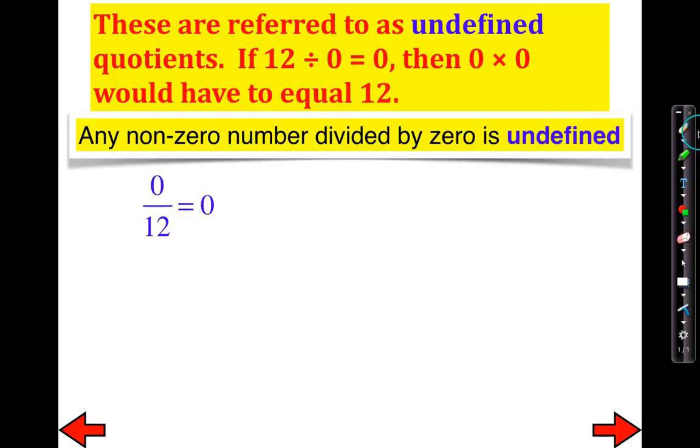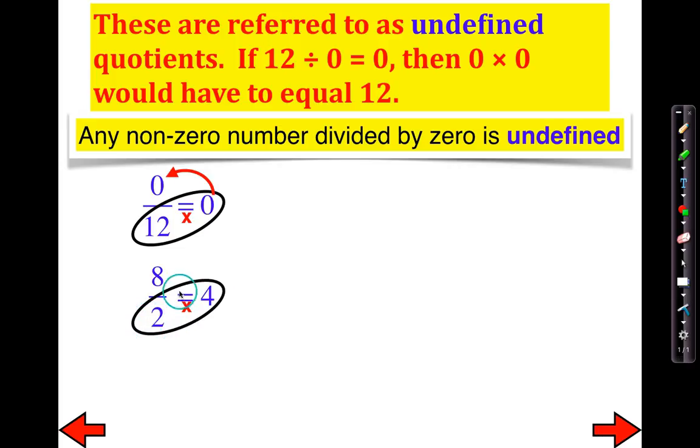And I can prove it. I can say 0 times 12 actually gives me 0. And 8 divided by 2 is, well, I know it's 4, and I can prove it. I can say 4 times 2 gives me 8. But again, if I have 12 divided by 0, you think it's 0. But does 0 times 0 really equal 12? The answer is no. So that is undefined, which is why you can't divide by 0.